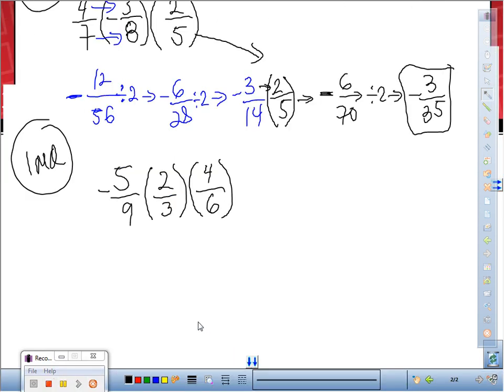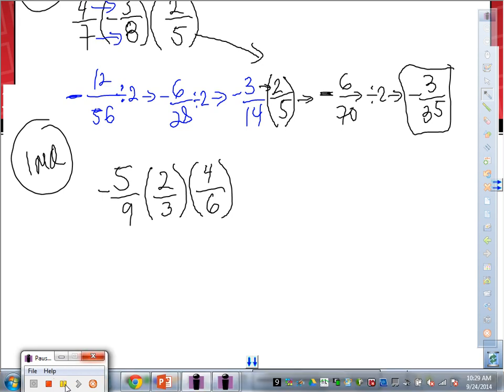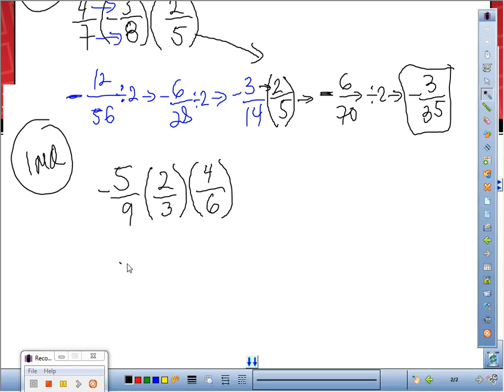Okay, check with the neighbor, see what they got. Here it goes. First, these 2, what is the solution for these 2? It's a negative 10 over 27. Can I reduce that anymore? No. I bring down 4 6s.